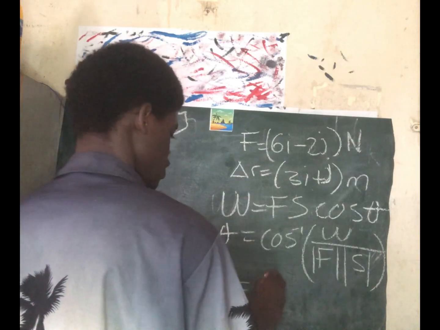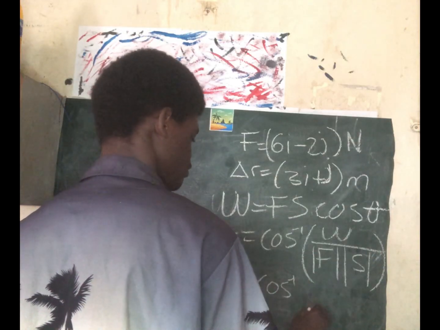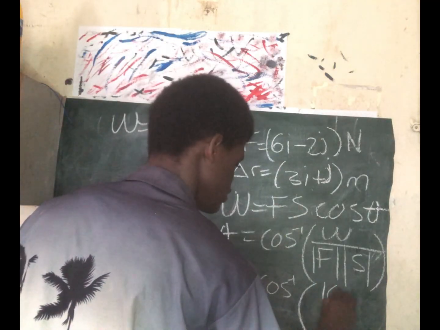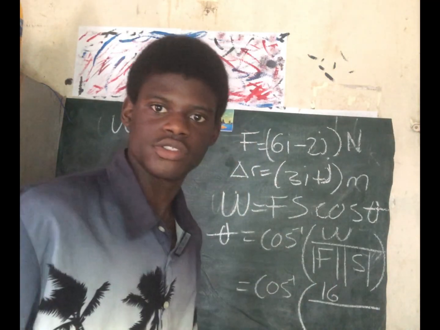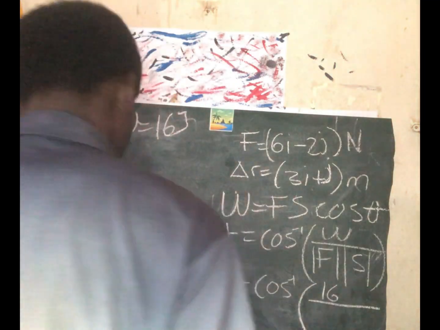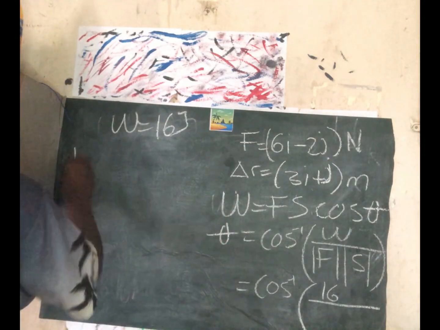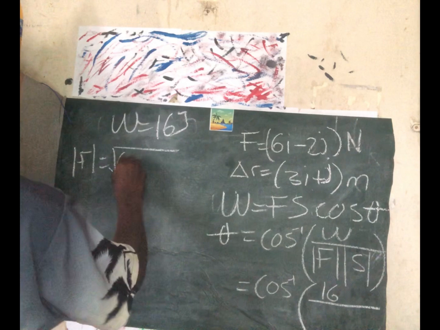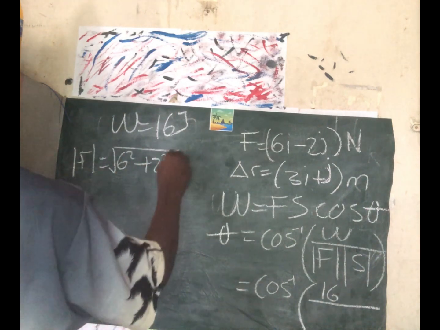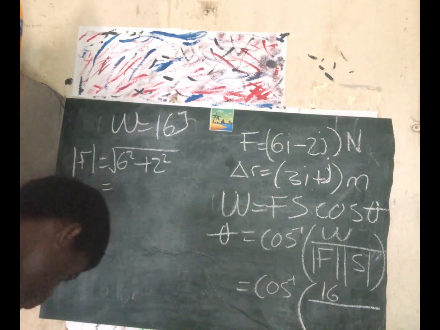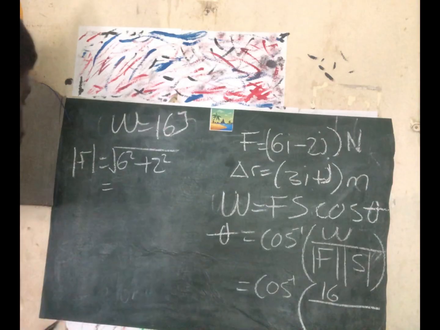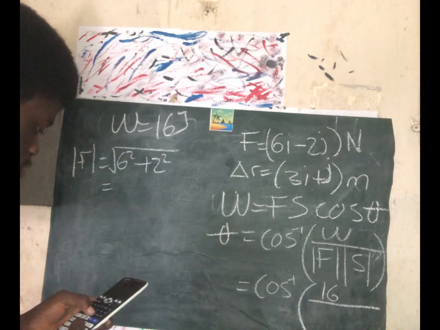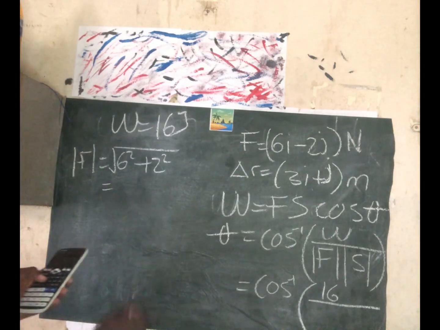So that will be cos inverse of our work. W is 16 joule, so that's 16 over... Can you see the board? Yes. So let's find the magnitude of our F. The magnitude of F will be the square root of 6 squared plus 2 squared. That will give you 36 plus 4, that's root 40. That will give you 6.32.